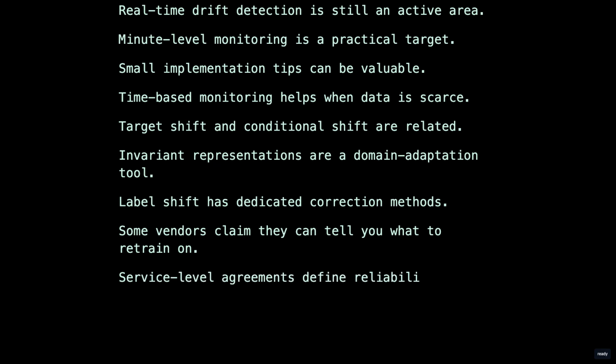An SLA gives a concrete reliability target for the underlying platform. That matters because ML systems depend on infrastructure guarantees, and the model can only be as dependable as the services around it.